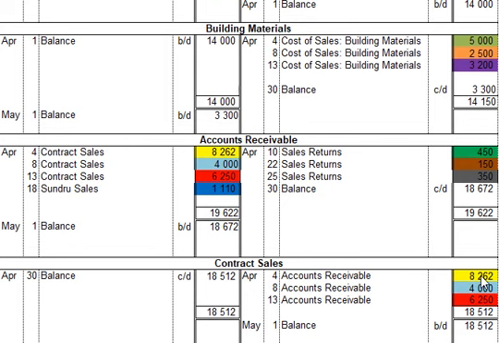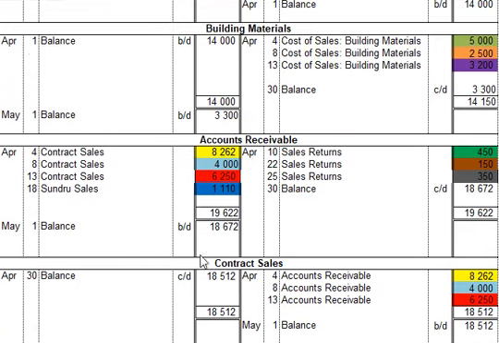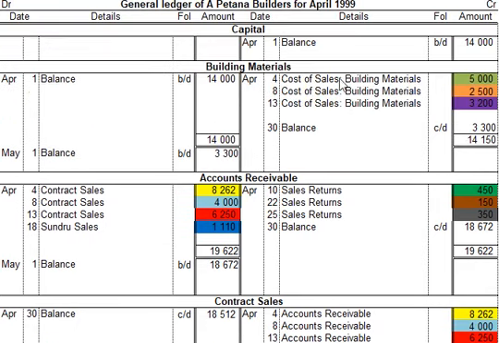We also have to record the cost of sales. We know cost of sales goes with building material. Debit cost of sales, credit building material. So on the debit side of cost of sales, the cost price was 5,000 for building materials. And on the credit side of building materials, credit 5,000.